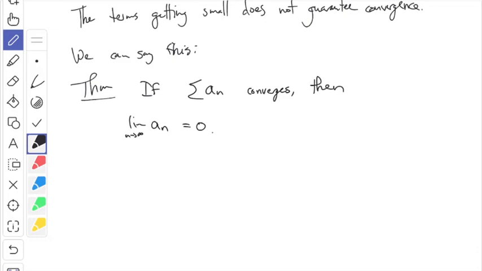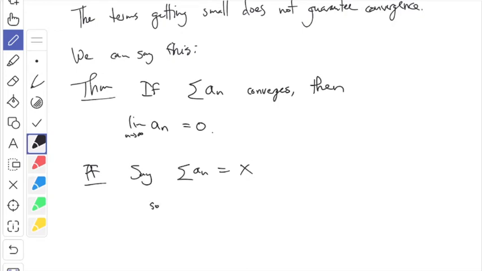I actually want to do a proof of this theorem. It's very simple. I don't like to do long-winded proofs in this class, but this one is really quite easy. We are assuming that the sum of an converges. So let's say that the sum of an, since it converges, I'll call it x, right? It is a sum. It actually does add up to a particular number.